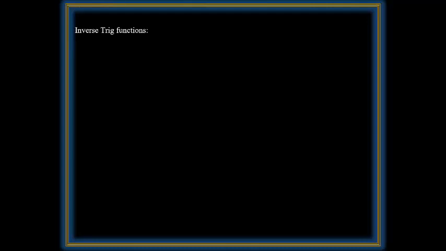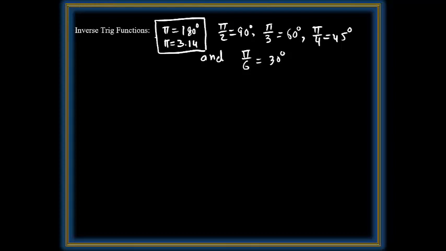Inverse trig functions. Let me start with very basic ideas you already know. Pi equals 180 degrees, so pi is in radians, and the radian measure for pi is approximately 3.14 when you round it to 2 decimal places, or you can write 3.142. Other measures like pi by 2 will be 90 degrees, pi by 3 will be 60, pi by 4 is 45, and pi by 6 is 30, and these angles we call reference angles.